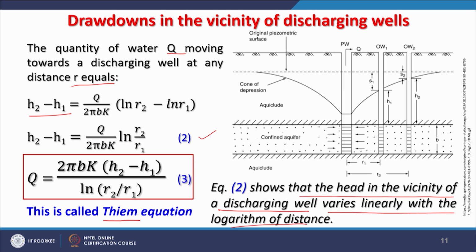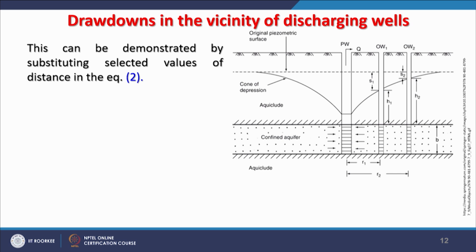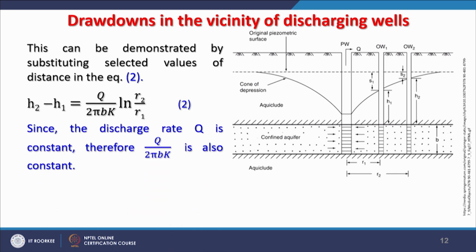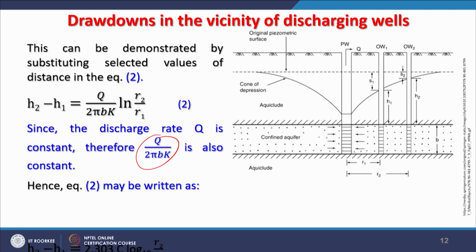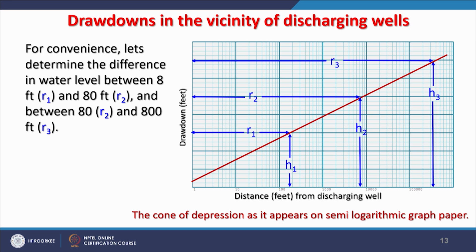Of course, after Darcy's law, this is another equation which is very well established and used to estimate the drawdown in the vicinity of a discharging well. So, further it can be demonstrated by substituting selected values of distance in this equation 2, which we have already discussed. Since the discharge rate Q is constant, therefore this entire Q upon 2 pi bK is also constant. So, now we can rewrite equation 2 as H2 minus H1 equal to 2.303 C log 10 r2 upon r1.